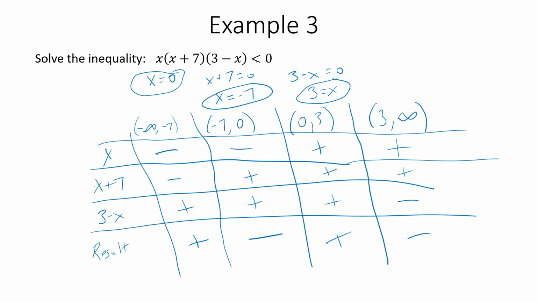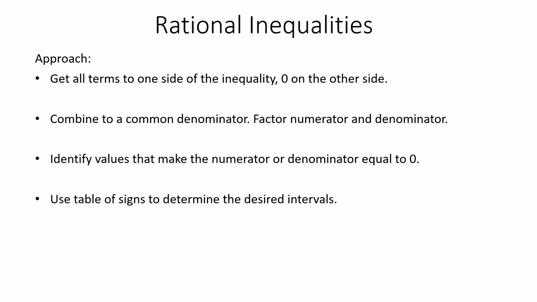Now, we want this to be less than 0, which means we want it to be negative. When does it work for negative? Well, it works for negative between negative 7 and 0 and 3 to infinity. Keep in mind it's not equal to 0, so we don't need to use brackets. We just need to use parentheses. So our final answer should look like (negative 7, 0) and (3, infinity). We've isolated our intervals.